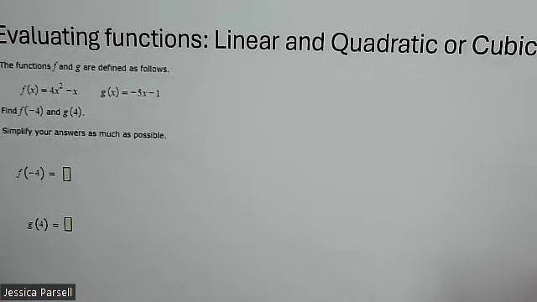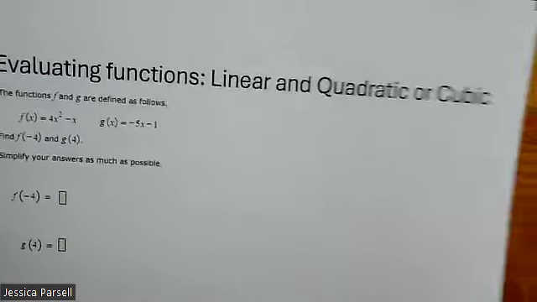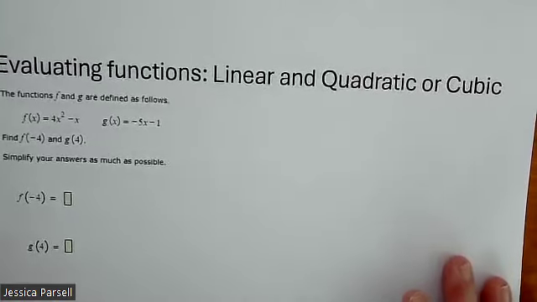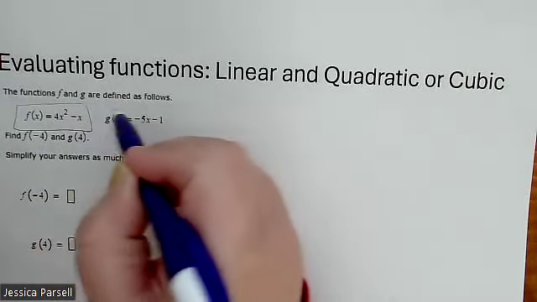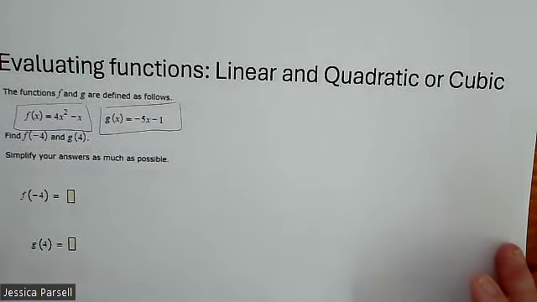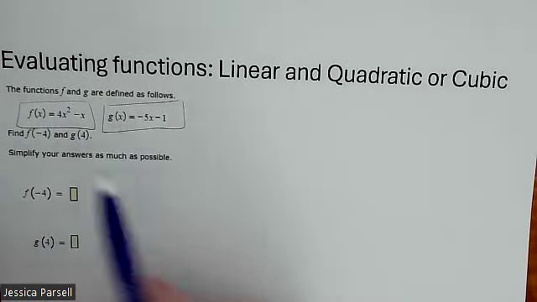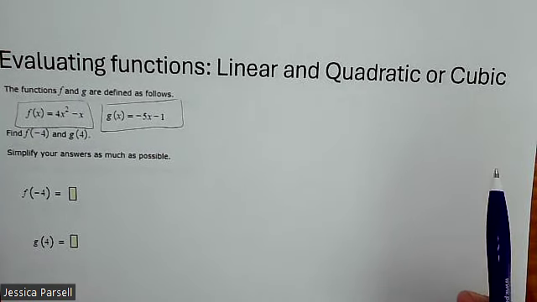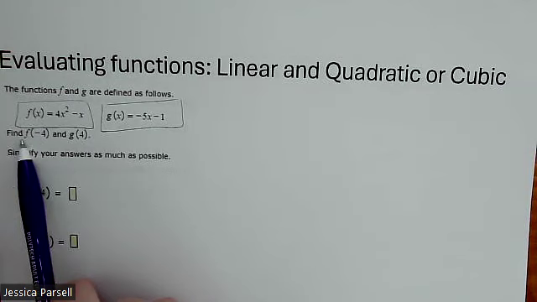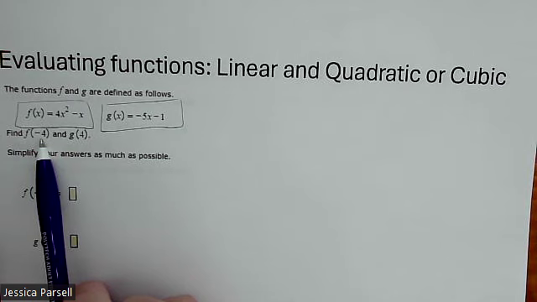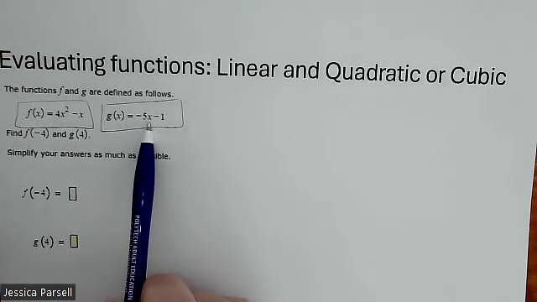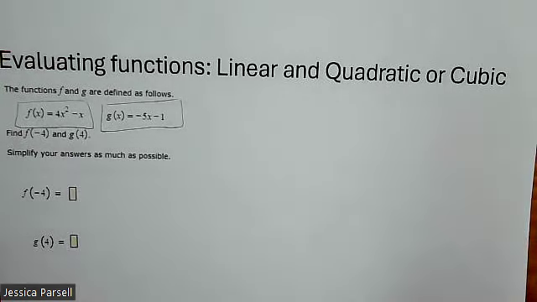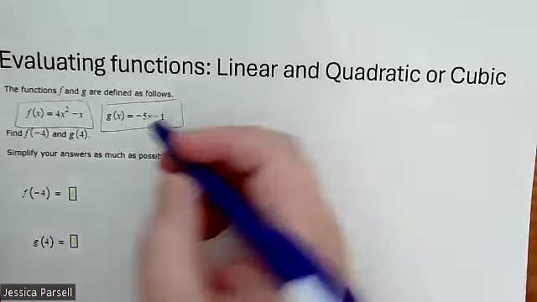All right, evaluating functions, linear, quadratic, or cubic. Okay, so I'm going to try to just help you out with this here. We've got two different functions, one here and one here. And you can think about these as just writing y equals if you want. But be careful with doing that because where it says find f of -4 and g of 4, f of -4 means they want you to put -4 into for x into the f function. See that? This means they want you to put 4 into x for the g function. So let's just be very careful here. Let's sort this out. Let's start with this first one.